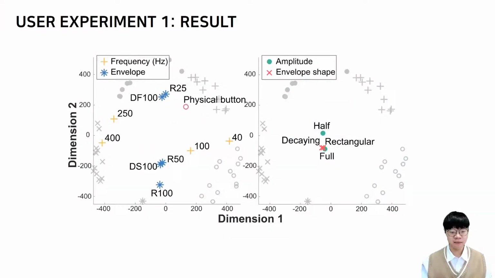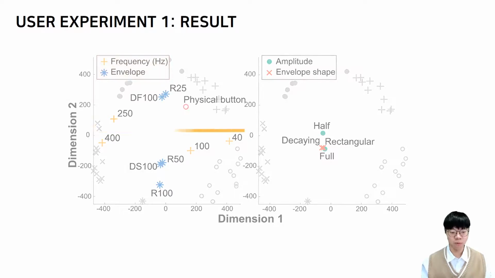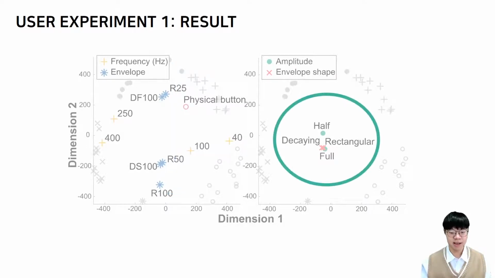To analyze the effect of each design variable, we can also show the centroid of each variable. From the result, vibration frequency and envelope have critical effects. In more detail, changing the vibration frequency moves the centroid from right to left, and the envelope has a similar effect by translating the centroid vertically. Interestingly, envelope shape and amplitude are much less important.